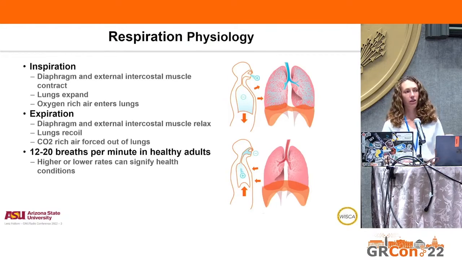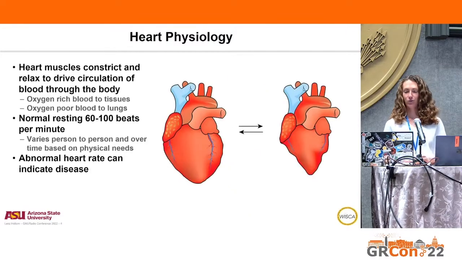A typical breathing rate for a healthy adult is 12 to 20 breaths per minute, but this can vary significantly depending on if you're exercising or relaxing, and also person to person. But significantly higher or lower rates can signify different disease states, and for this reason, it's an interesting metric to keep track of. So now switching over to the heart.